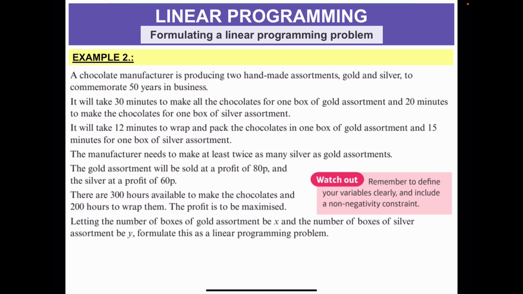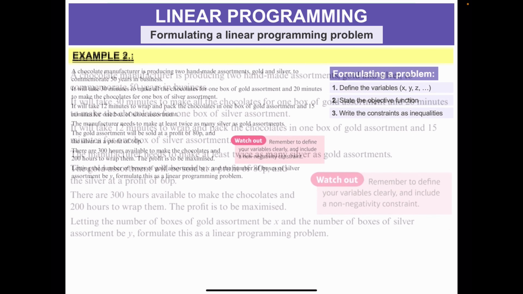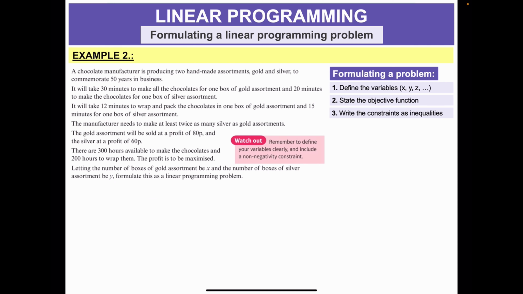So let me make this a little smaller so I have some space. And we need to read through the text. Don't forget to define the variables. You need to define them clearly, and of course you need to also include non-negativity constraints where applicable.